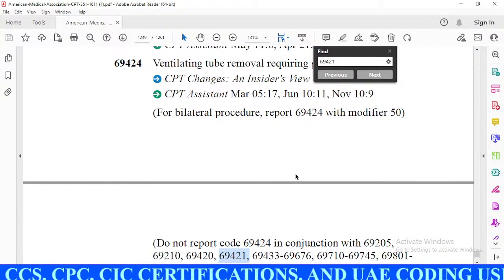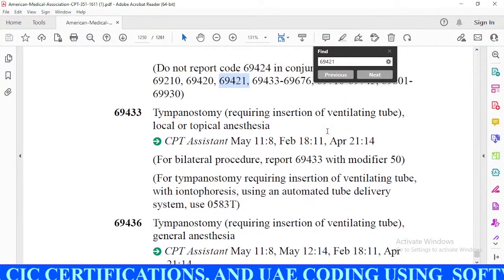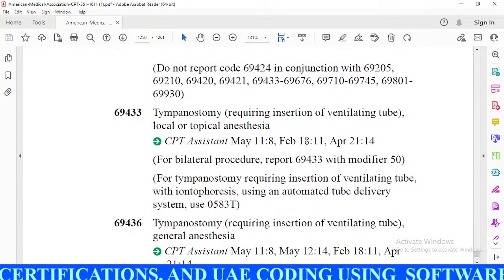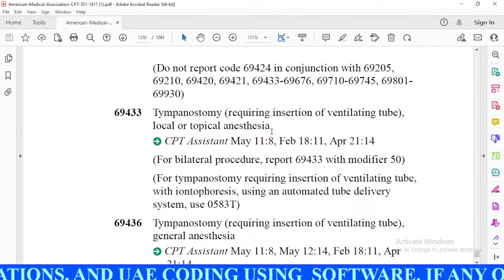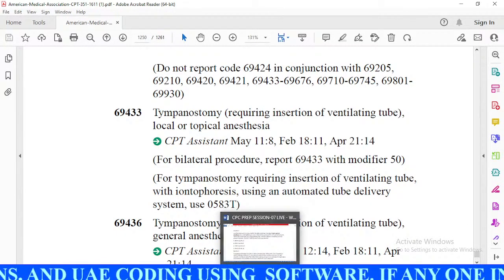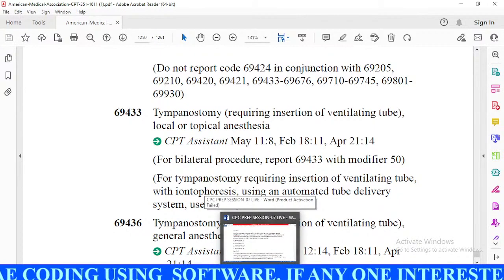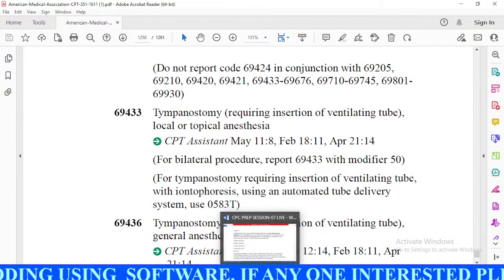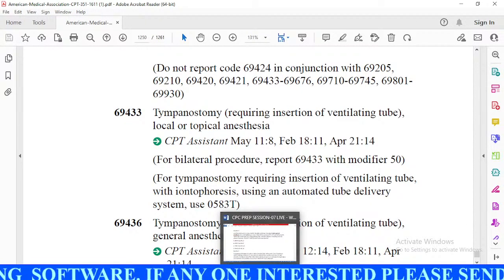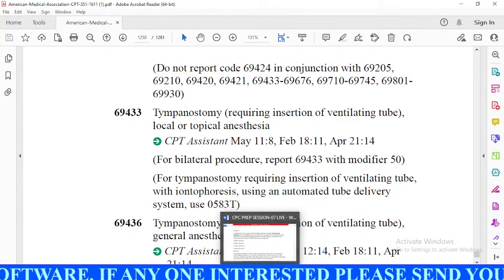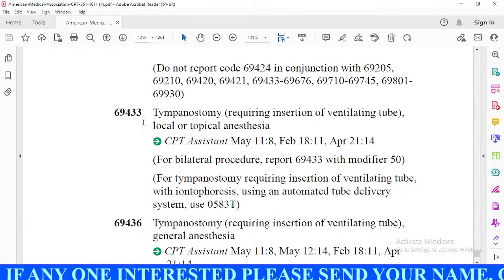What is 69433? Anyway, it is nearby only, so we can directly do it. Tympanostomy, local or topical anesthesia. Here the physician has done tympanostomy. Ostomy means it's an artificial opening. Here the physician did not do any creation of artificial opening, so we can directly eliminate 69433.